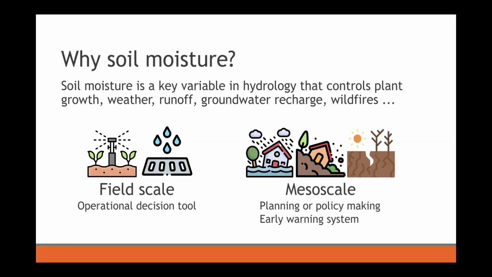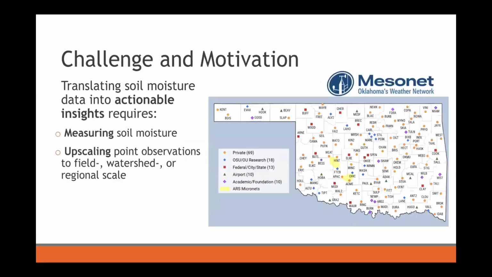But if we look at the mesoscale, we might look at soil moisture for policy making, or do we need a warning system for drought or landslide? And we come back to how we get soil moisture data, and usually we do it at point scale. So we still have to find ways to bring this point scale to field scale or even to the mesoscale. And that's where our challenge and motivation come into play, which is how are we going to translate point observation data into something actionable?